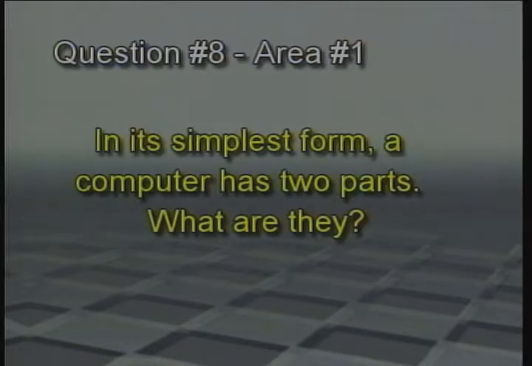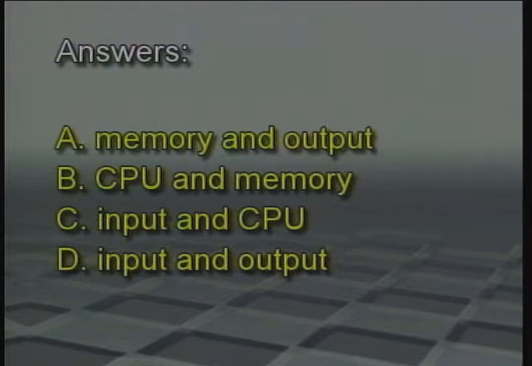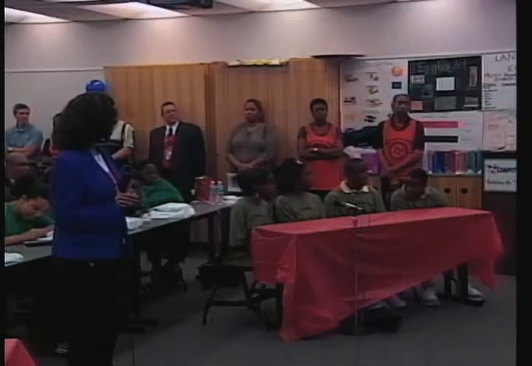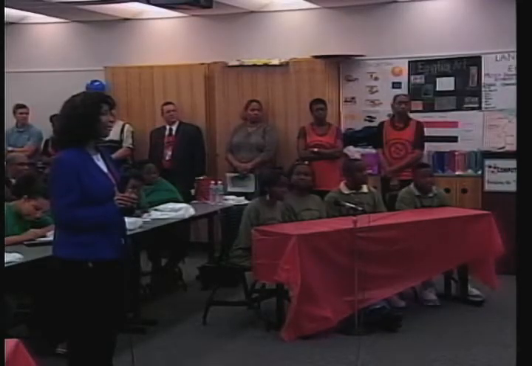Question number 8, back over to INS. In its simplest form, a computer has 2 parts. What are they? Is it A, memory and output, B, CPU and memory, C, input and CPU, or D, input and output? B, CPU and memory. Correct.